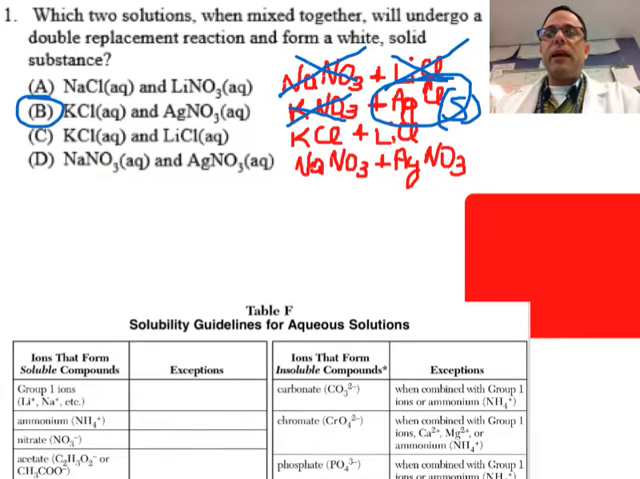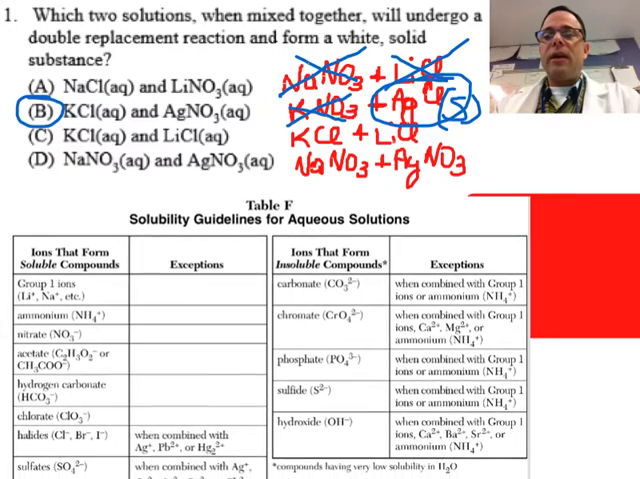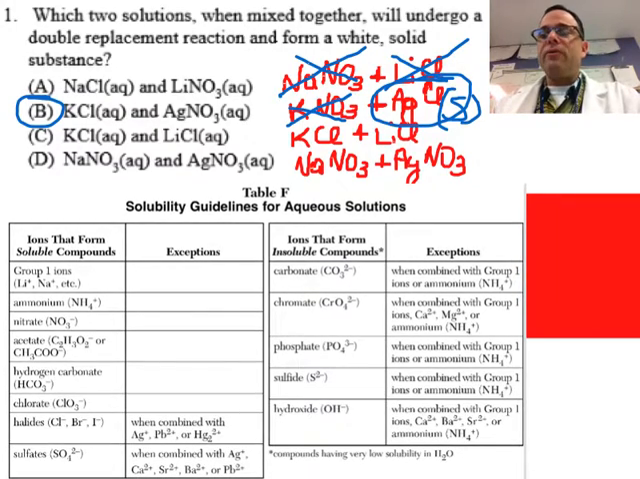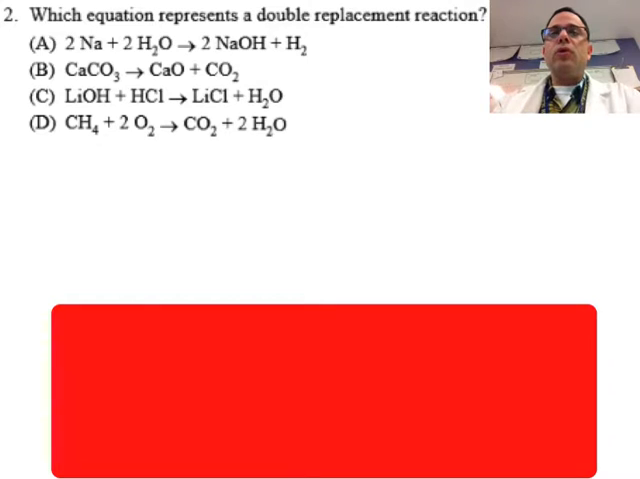On your own right now, pause, reflect on this table, and confirm that all of these other substances right here would also be soluble in water. Number 2, which equation represents a double replacement reaction? So we just have to inspect this for two substances that will, in essence, switch their partners.